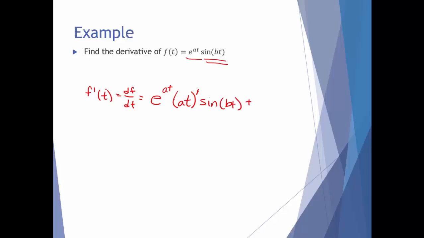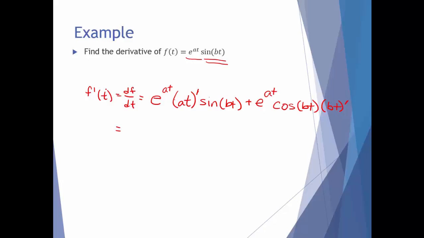And then plus, I need the first function as is, so that's e to the at, times the derivative of the second function. Well, the derivative of sine bt is going to be cosine bt, do not touch that inside function, times the derivative of the inside function, so times bt prime, meaning I'm about to take the derivative of that. So once I've got the product rule written out, really all I have left to do is take the derivative of at and take the derivative of bt.